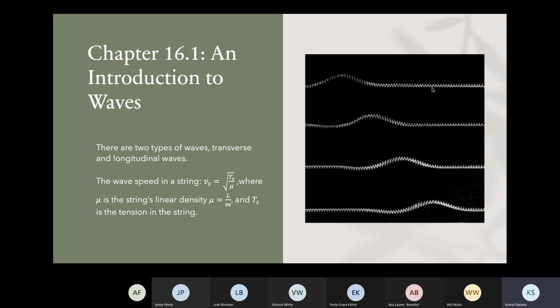And for a string, the wave speed inside a string is the square root of the tension of the string over mu, where mu is the linear density. So it is actually the mass over the length. This is flipped. And T_s is the tension.